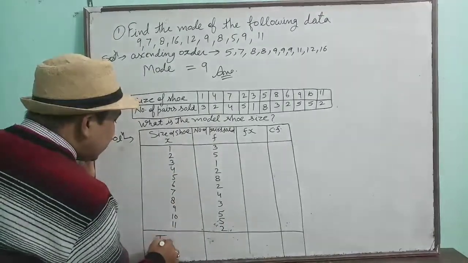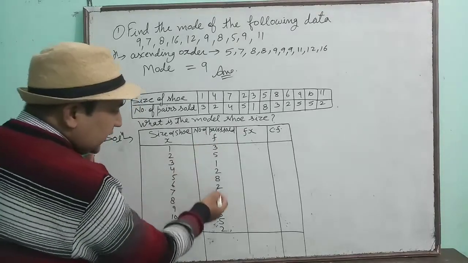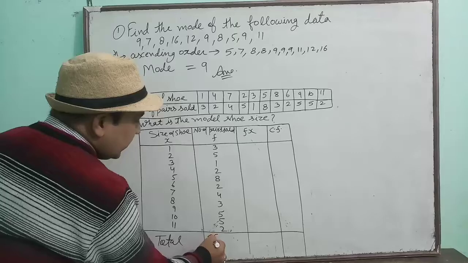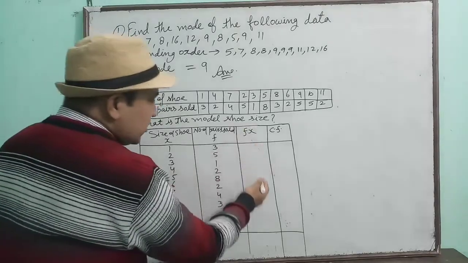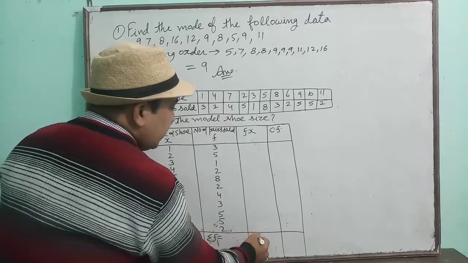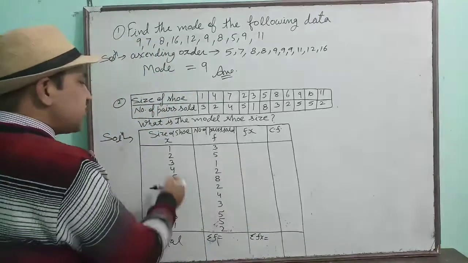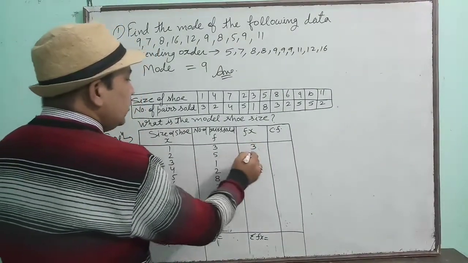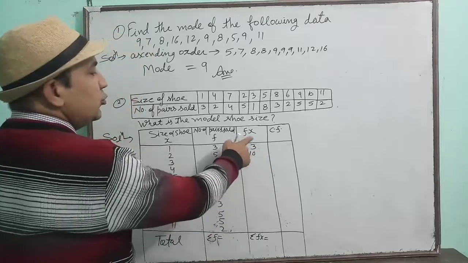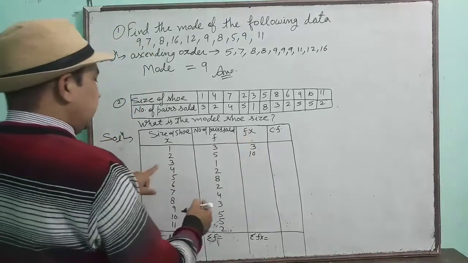Now in the last column you will write the total here. We know that the total of the frequency is denoted by sigma f, and the total of this column is denoted by sigma fx. So now complete this column. 1 into 3 is 3. 2 into 5 is 10, because we are making f into x, the product of frequency and observation.